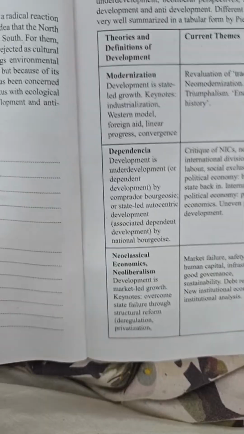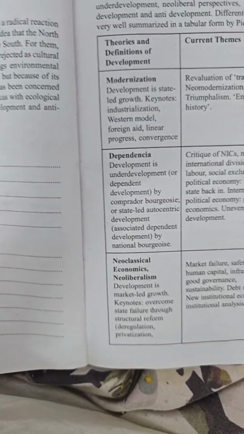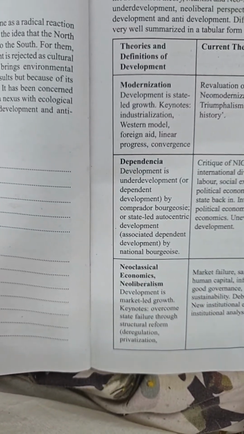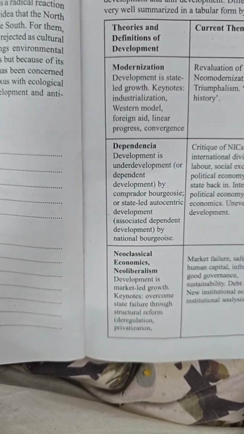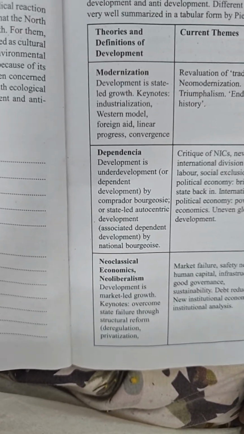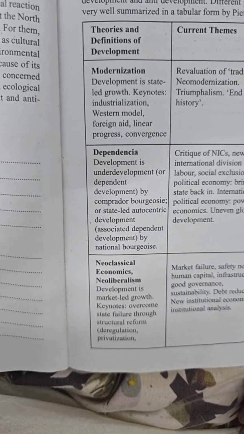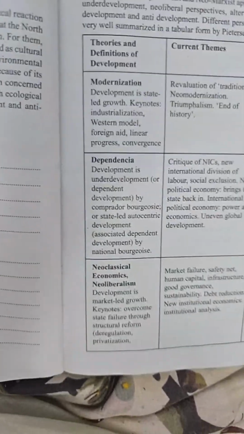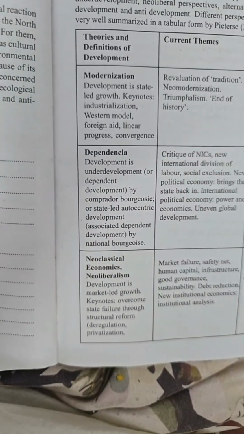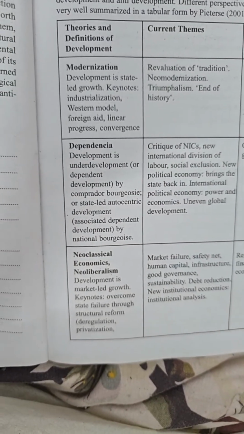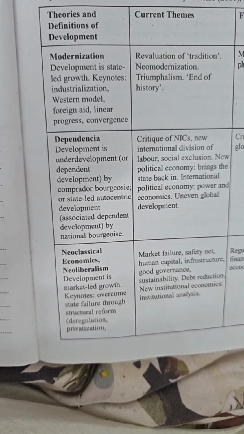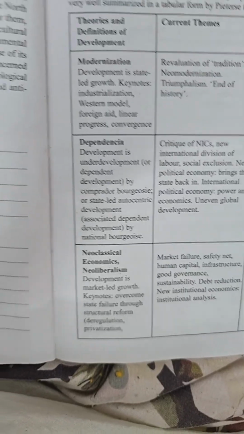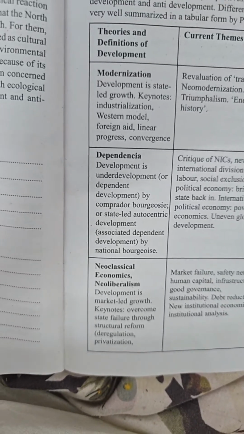Different perspectives of development are summarized in the table from Pieterse, 2001, given below. Theories and definition of development, current theme, future options. Modernization: development is seen as growth, Keynesianism, industrialization, westernization, foreign aid, and linear progress and convergence. Current theme: neo-traditional domination, triumphalism, end of history. Future option: modernism, plural, postmodernism.